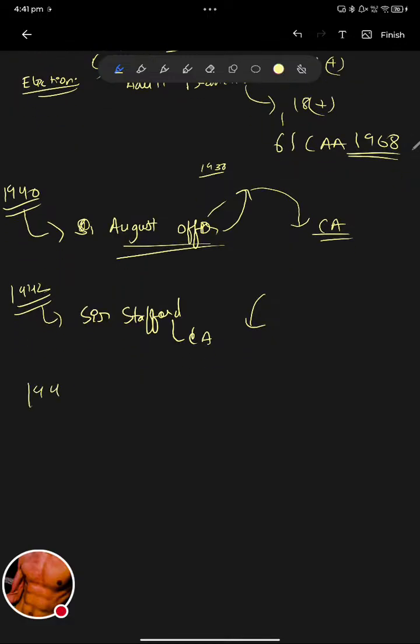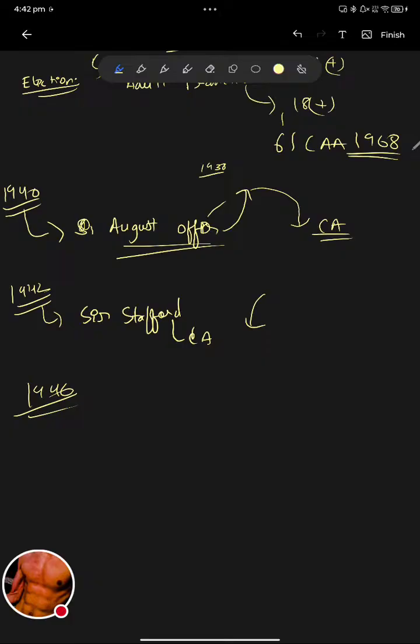Then 1946 comes, and then comes the Cabinet Mission, and three guys came: Sir Stafford Cripps, Lord Pethick-Lawrence, and A.V. Alexander. On 21st March 1946 they arrived in India. On 16th May 1946, they made a draft, and making a Constituent Assembly was acceptable.